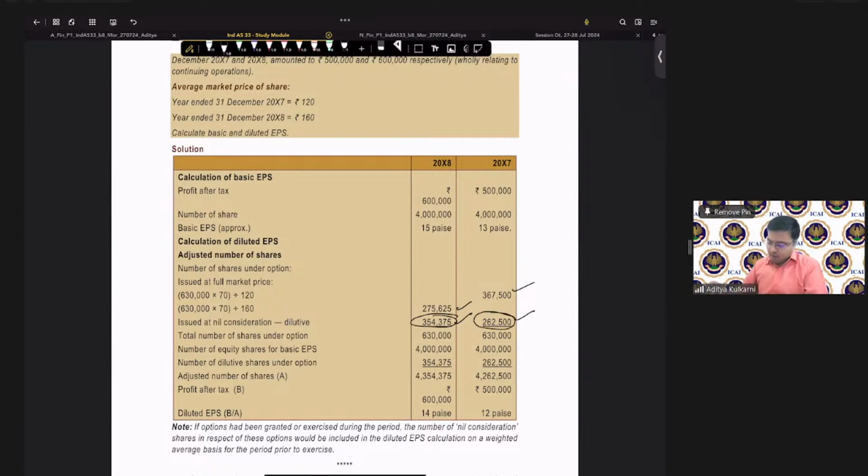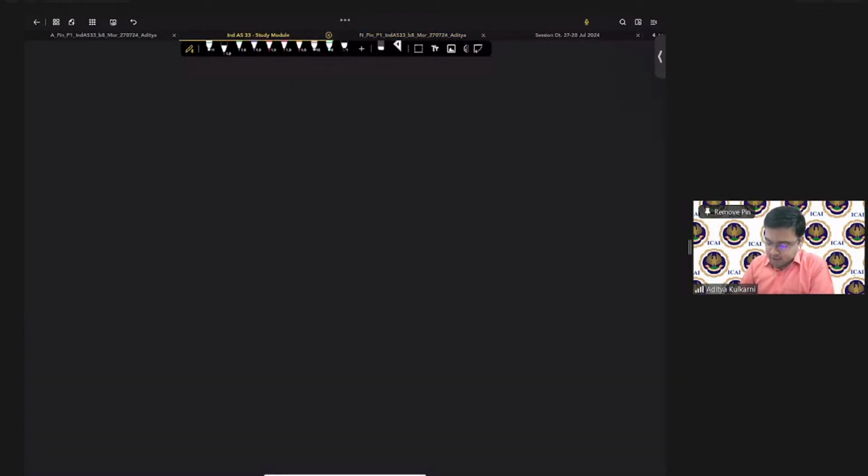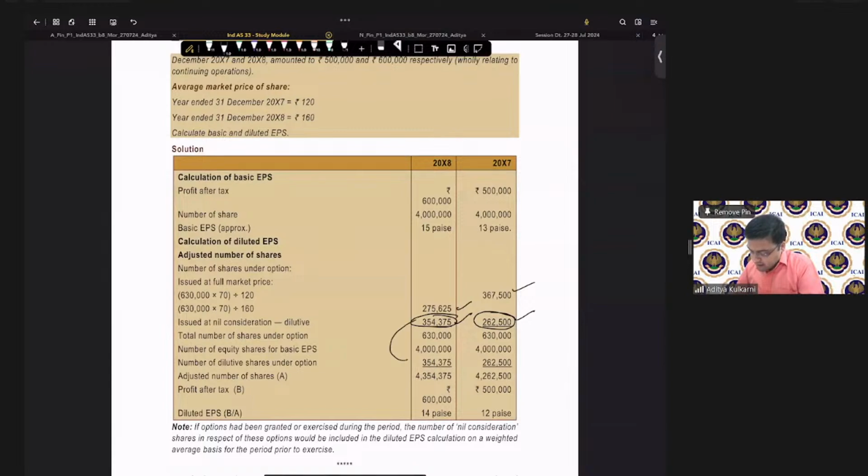Now, when you talk about your number of equity shares, it works out as 40 lakh equity shares. So 40 lakh plus the dilutive plus the bonus component. So 4354, 4262, and your profit after tax is 6 lakhs and 5 lakhs. So just divide that and you get the diluted EPS. Basic was 15, this is 14. Basic is 13, this is 12. So there is a reduction in EPS. So this becomes a dilution that is there. Are we clear with this? Yes, are we clear with this?